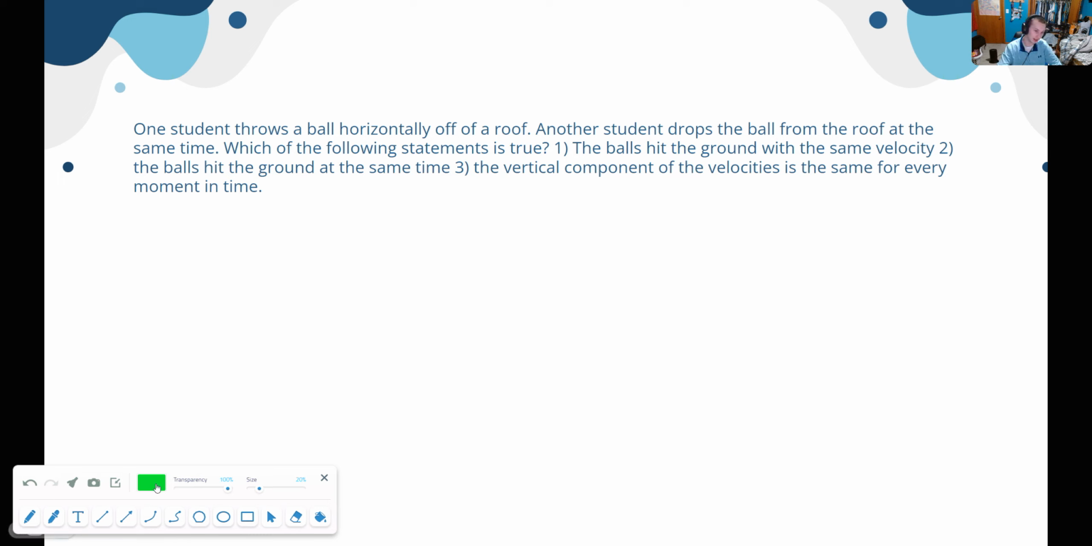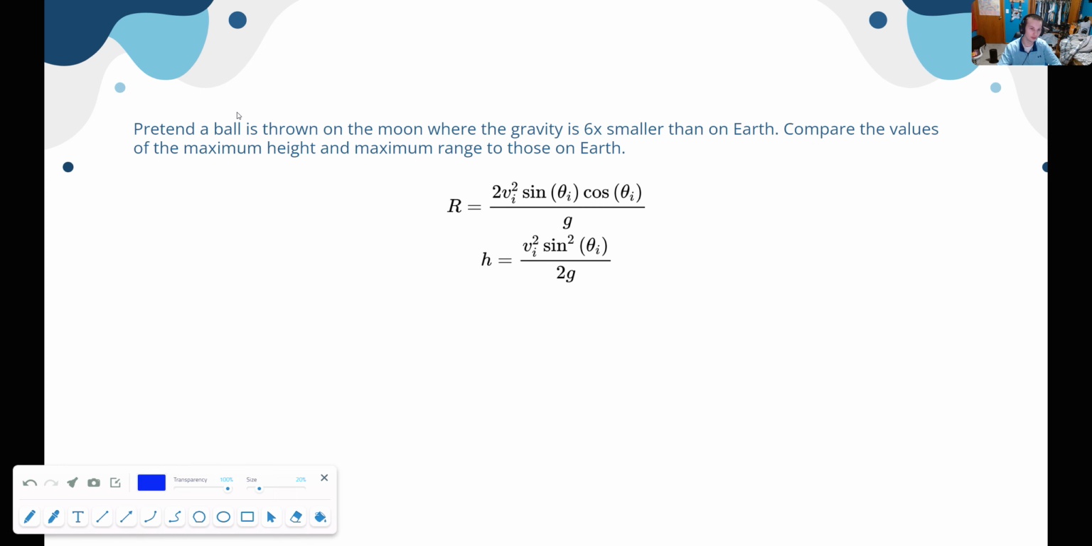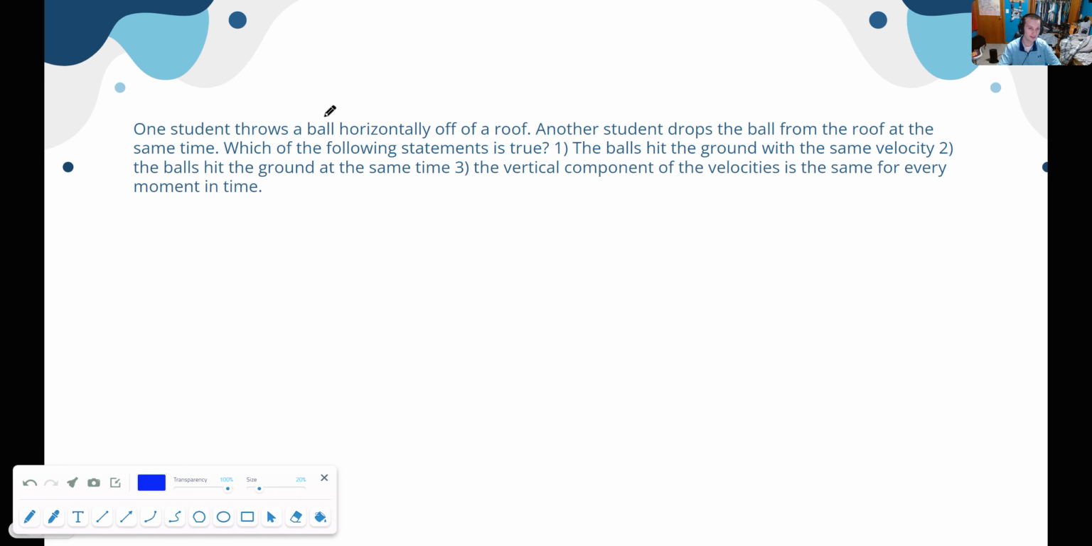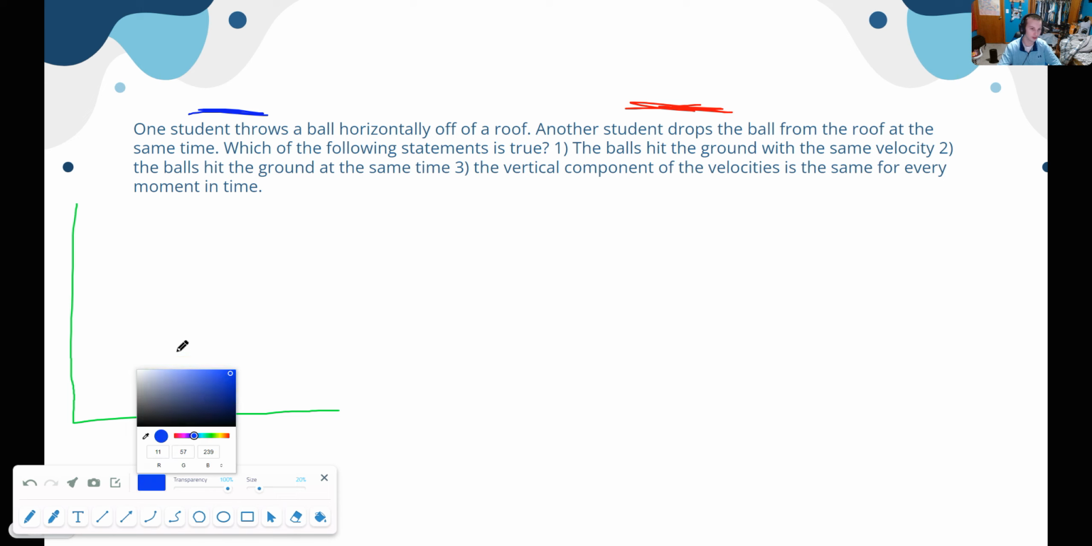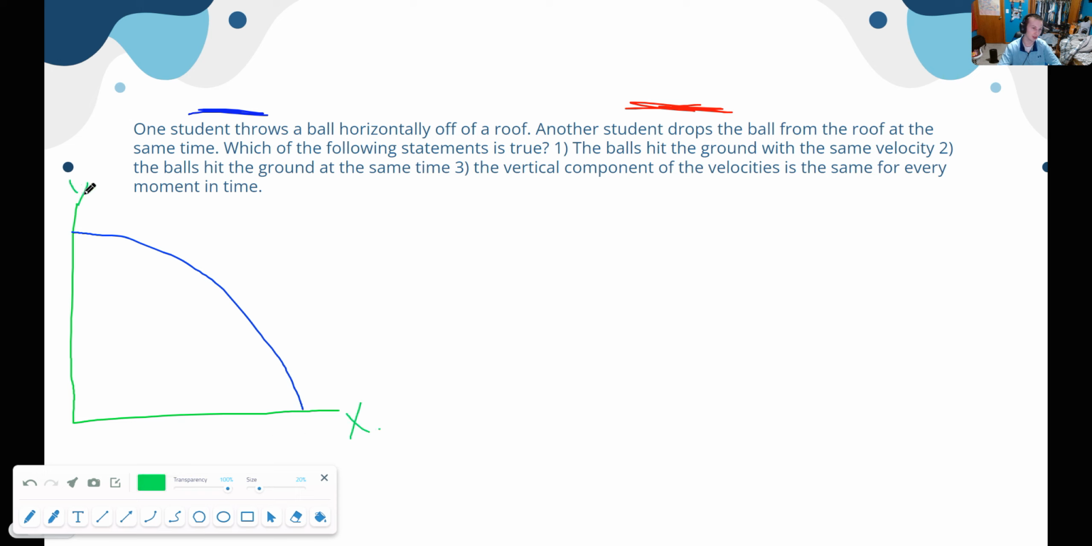So, let's do blue for the ball that's thrown horizontally. And we can do red for the ball that is dropped, okay? So drawing a picture is always helpful here. So the blue ball is going to look something like this. That's somewhat going to be its trajectory, assuming that this is an XY plot, okay? And then the red ball is just going to drop straight down. There's no horizontal component there, okay?